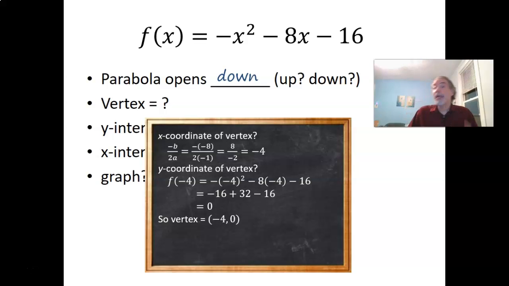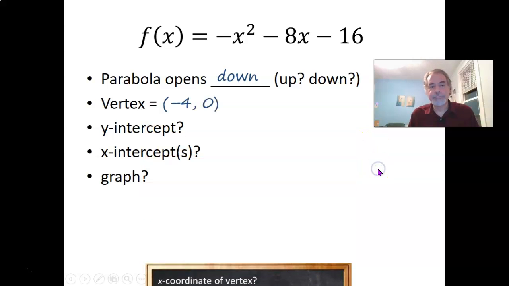The vertex is a point. It's got an x-coordinate and a y-coordinate. Now we know the x-coordinate. For the y-coordinate, we take that number and put it in for x. Evaluate this function when x is negative 4. So that's negative 4 squared minus 8 times negative 4 minus 16. Remember, this means first you take the negative 4 and square it to get 16, and then you multiply that by negative 1. You take the negative of 16. Minus 8 times minus 4 is plus 32, minus 16, and that all adds up to 0. So the vertex is the point negative 4, 0.